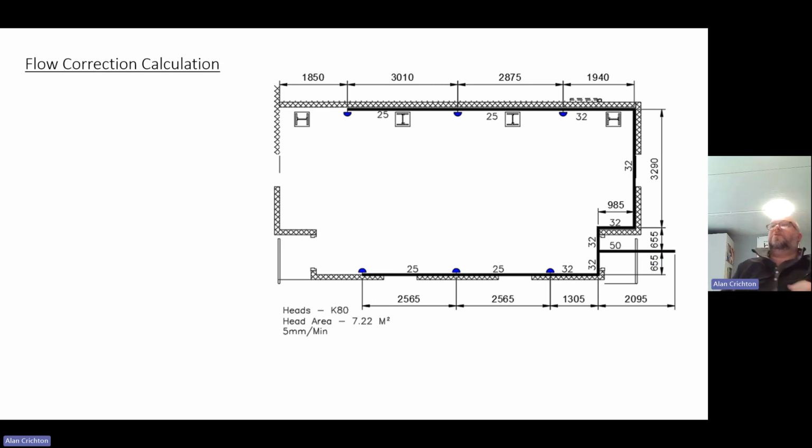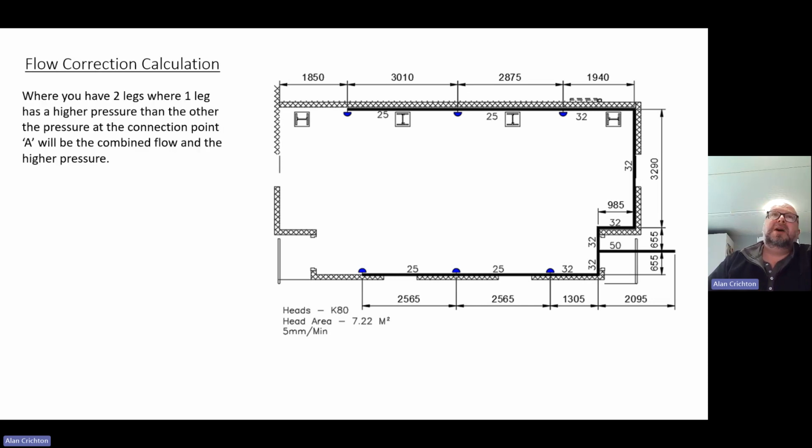So if we take that into a situation like this, now this is an ordinary hazard group 3 security office actually, with sidewall heads in it. What we're going to look at is flow calculations here, because it's important. So when we've got two legs, in this instance we've got the north leg and the south leg, and what's going to happen is we're going to require more pressure at the north leg than we do in the south leg, and that's simply because we've got more pipe up here. More pipe equals more pressure loss, so the pressure required at this point here will need to be more to feed the three heads.